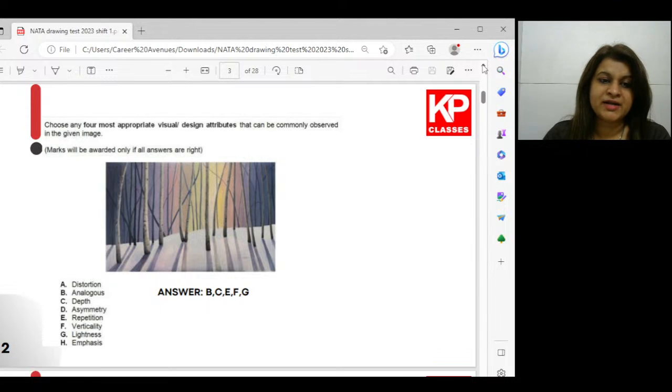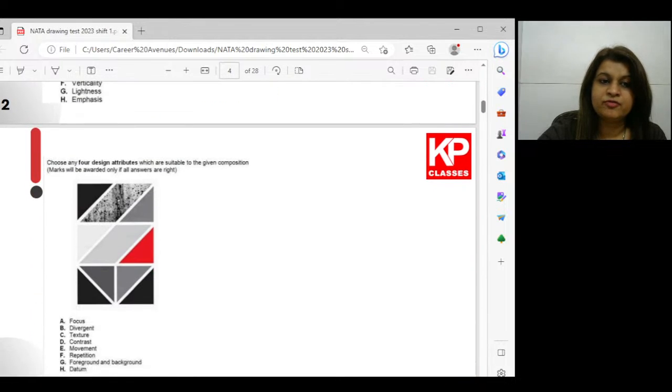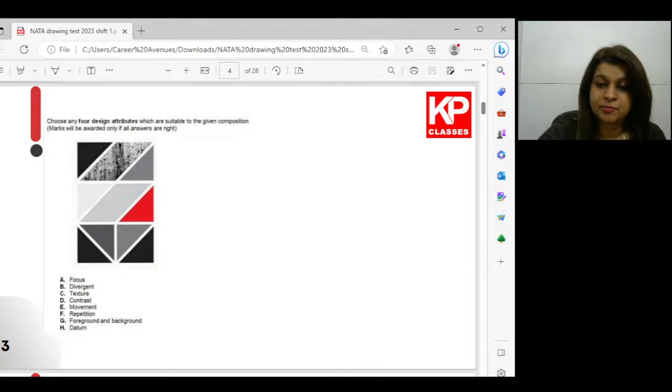Then you have lightness. Verticality and lightness. You can see the play of light and dark. You can understand that there is a light source in the back, and how the shadows are forming and everything. So this is how you have to analyze a particular visual and come up with the right option.